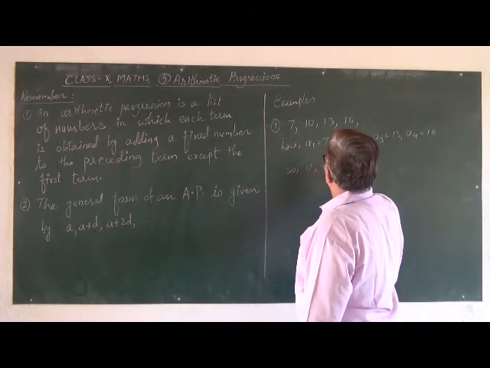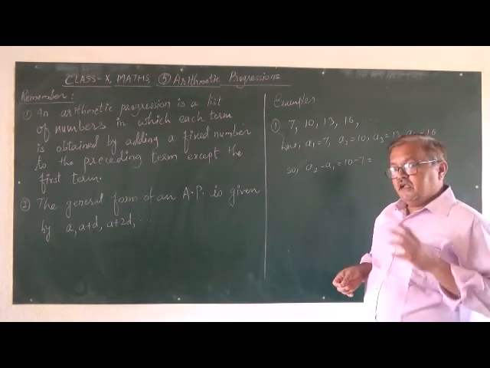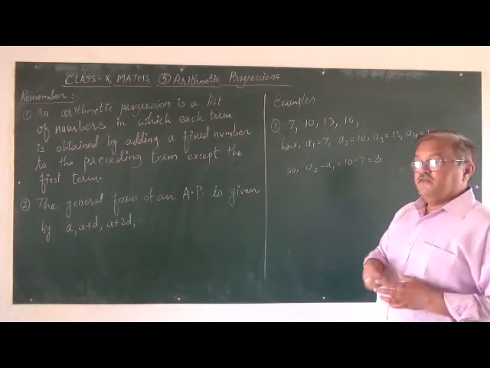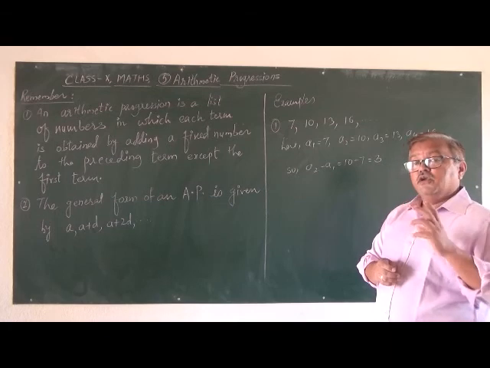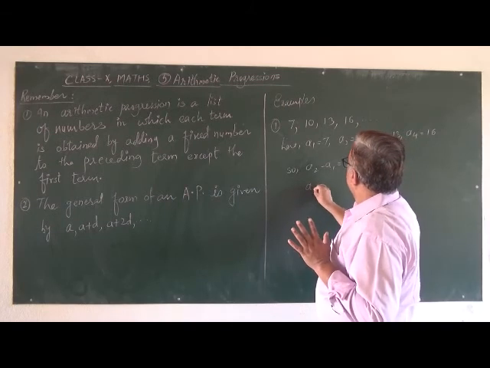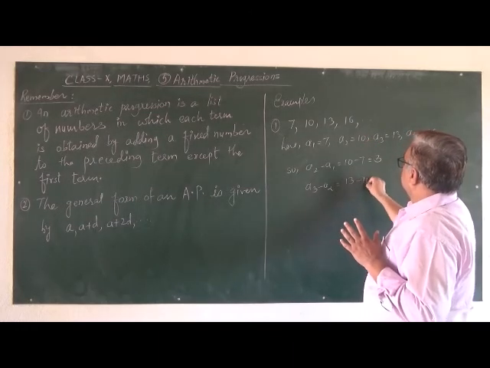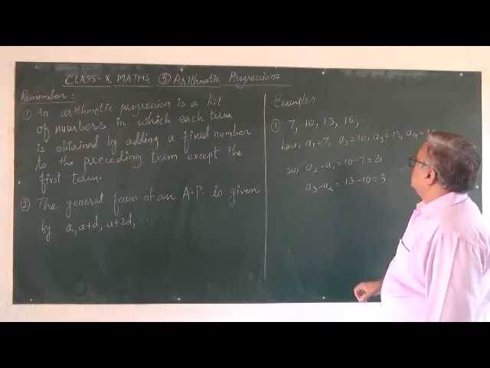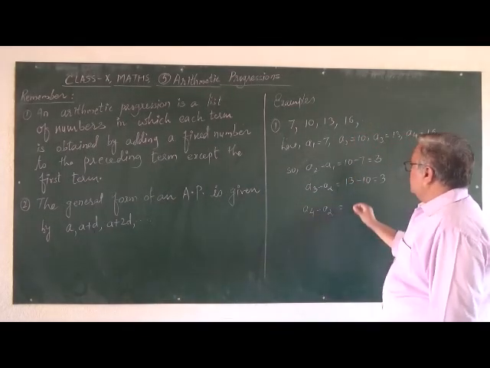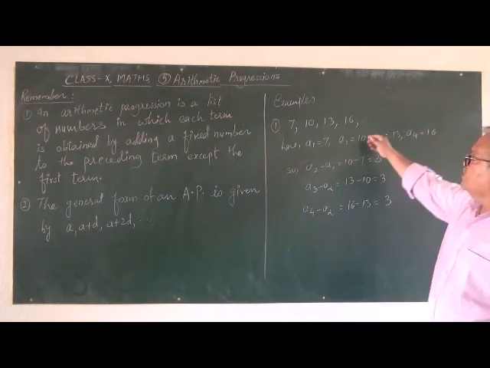A2 minus A1, that is 10 minus 7. I said that I will be adding 3, so I should get the difference 3. So 10 minus 7 is 3. Yes, I got the difference 3. For any two consecutive terms, the difference should be 3 in this list of numbers. Let us take A3 minus A2. A3 is 13 and A2 is 10, so 13 minus 10 is 3. Take A4 minus A3. A4 is 16 minus 13, so 3. So each time the difference should be 3.